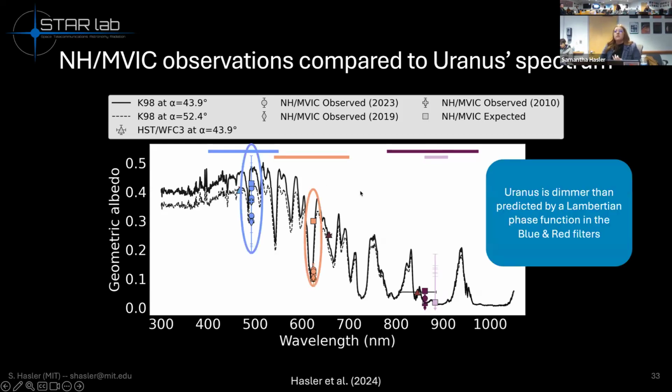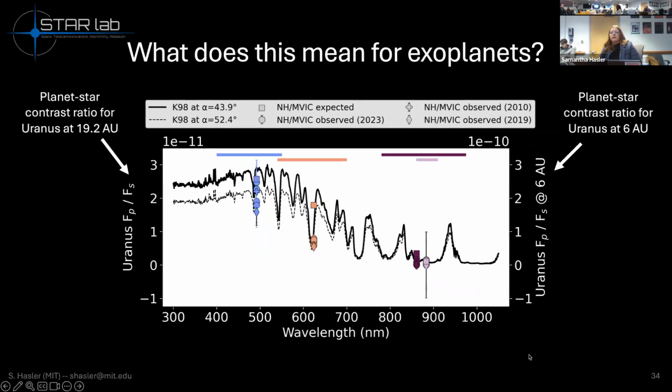And so our main takeaway for this work is that Uranus was dimmer than predicted by a Lambertian phase function in the blue and the red filters, which is not a huge surprise given what we saw for the Jupiter analysis from LoRa as well. But we can also see what this might look like in terms of exoplanets. So if we scale the axes now to contrast ratio, we have Uranus at its current distance on the left-hand side. And then if we kind of arbitrarily scale the planet in to make it brighter at 6 AU, we reach contrast levels around 10 to the minus 10.